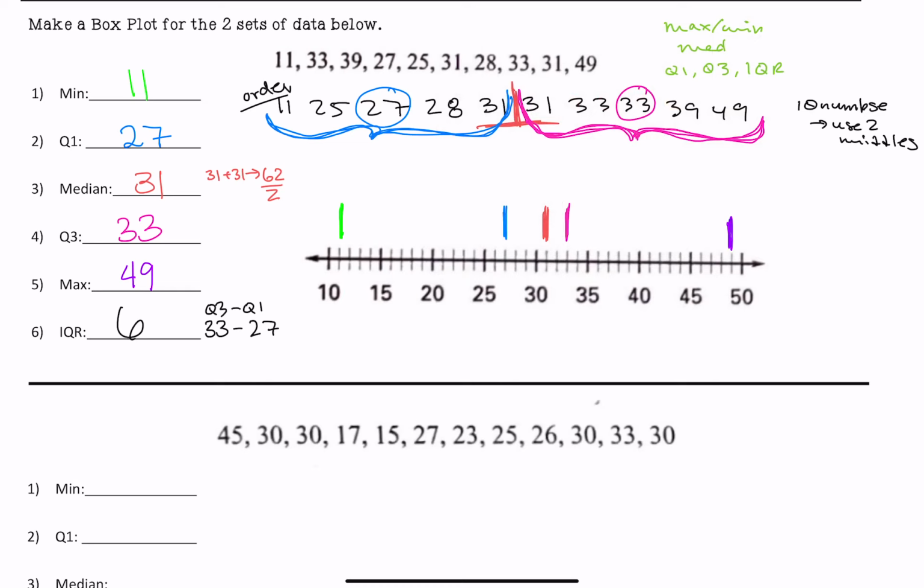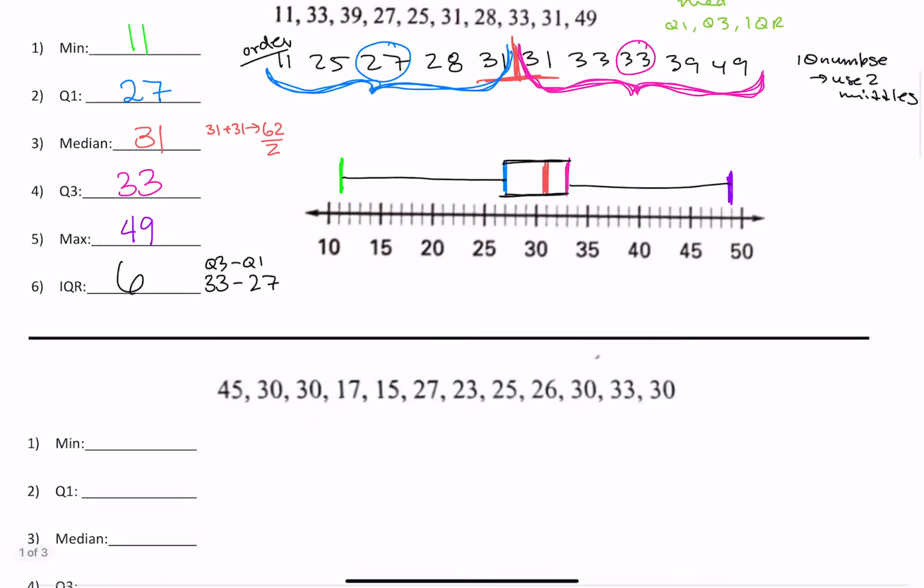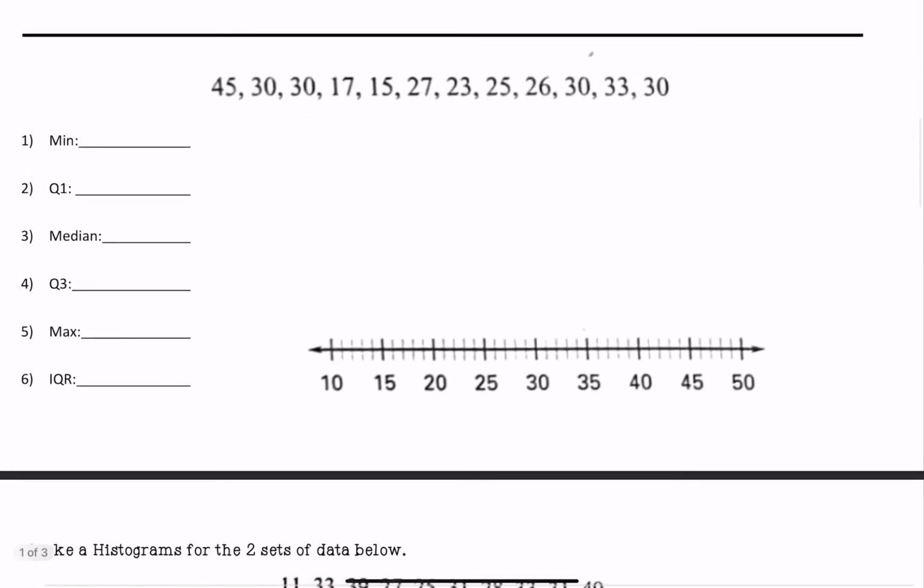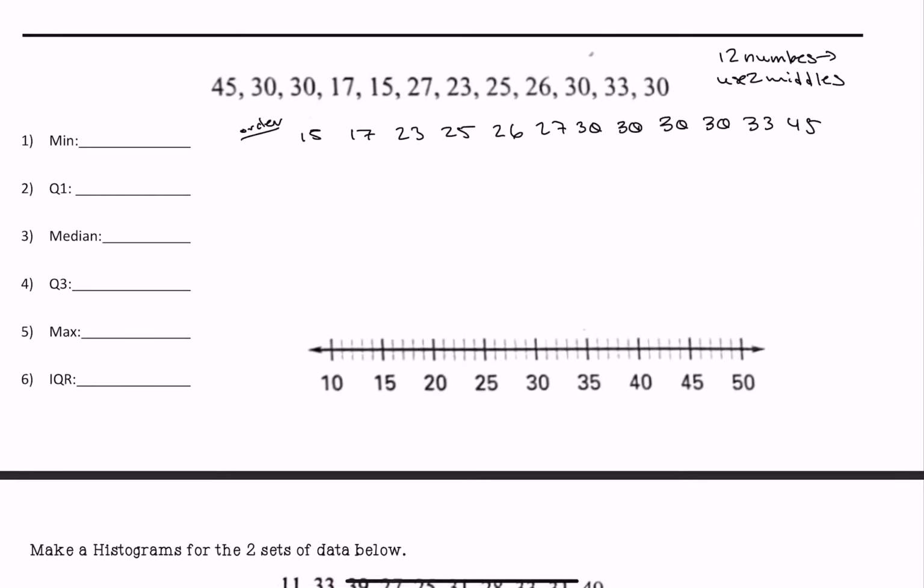And then we have to draw the box of our box plot, which goes from the blue to the pink, okay? Because remember, the blue to the pink represents the IQR. Then we have to connect our maximum and our minimum to that box so that we make some whiskers. So there's our box plot. Here's the next one. I'm going to put the data in order really quick. All right, so here's our data in order.